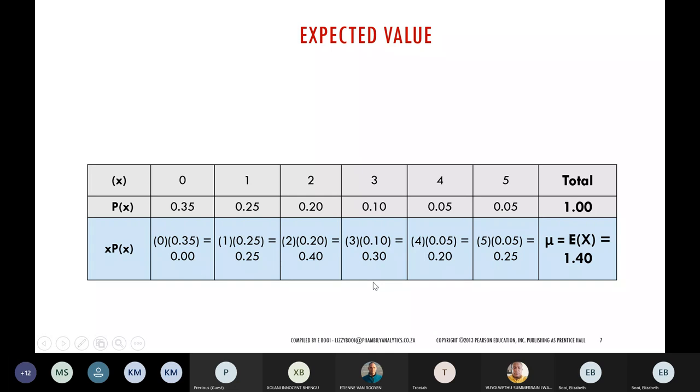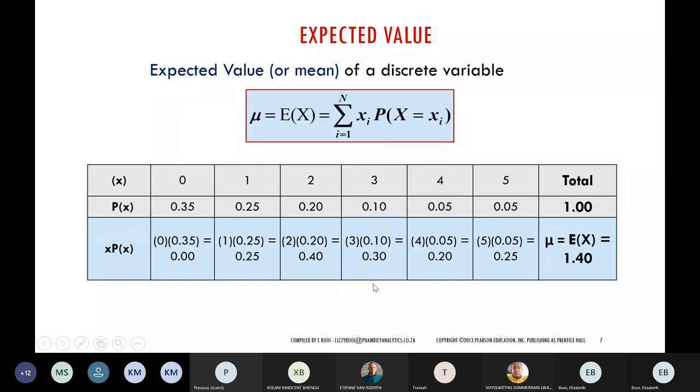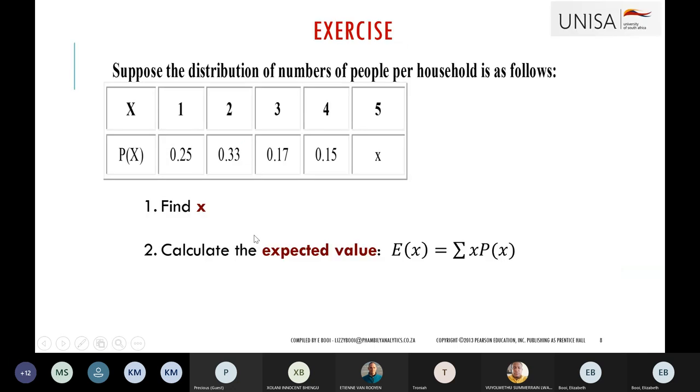And we said we are able to calculate the mean of a discrete variable. To calculate the mean, we use the sum of your observed values multiplied by their corresponding probabilities. Because it's a summation, when you multiply your observed value with its corresponding probability, you have to add all of them in order to calculate the mean, which is the population parameter mu. We can also call it the expected value. And we looked at examples of how we calculate the mean.